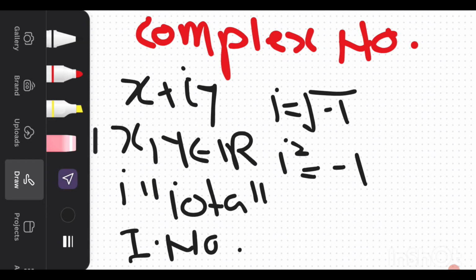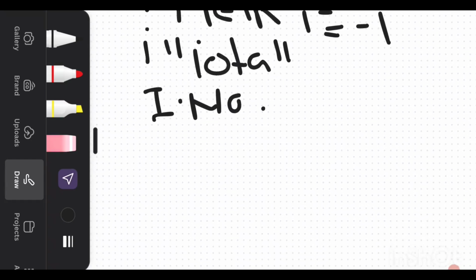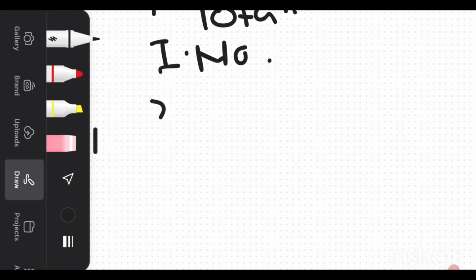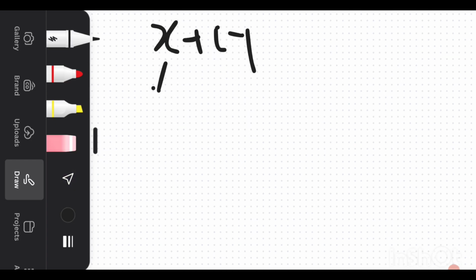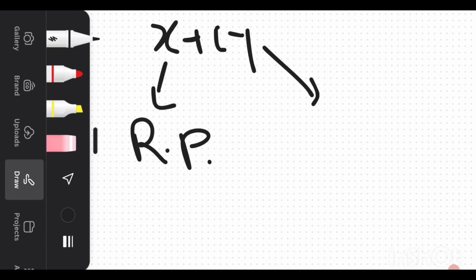Now in every complex number there are two parts: one is the real part and the second one is the imaginary part. Like in x plus iota y, x is the real part of the equation, while y is the imaginary part. The part which comes with the iota is known as the imaginary part of the complex number, while the part which does not have iota is known as the real part.